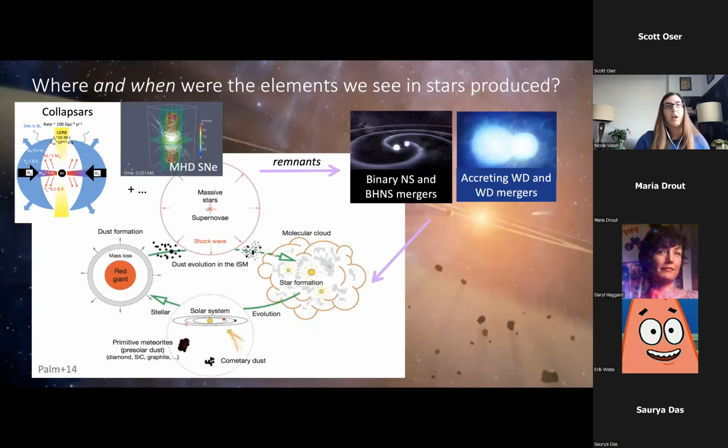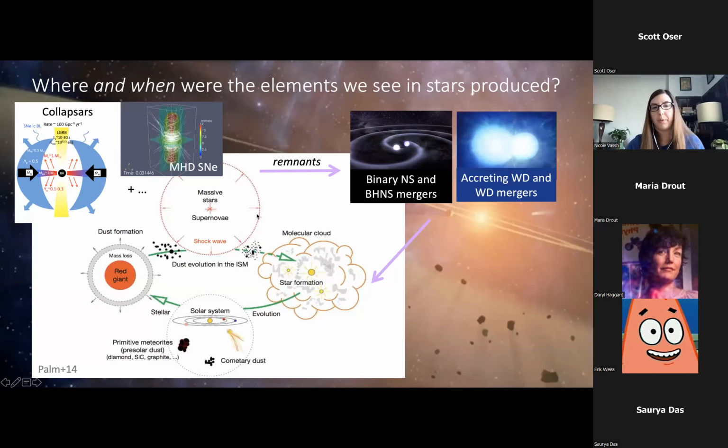Okay, so not only do we want to know where things were formed, we want to know when things were formed. We have this new zoo of nucleosynthesis processes these days, but how much matters for which element? And this is something that you have to use something called galactic chemical evolution to start to get at.